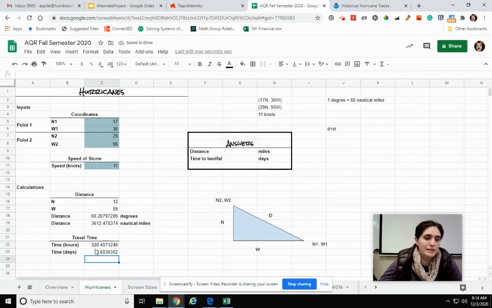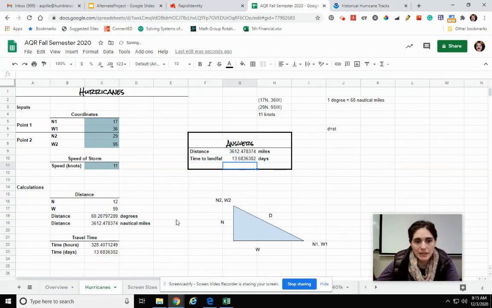So then what I want is this right here and this right here are my two answers. So I'm going to go up here in my answer box, and I'm just going to refer back to those cells. So I'm going to go equals. I'm going to click on distance. For my days, I'm going to go equals. I'm going to click on my time in days.